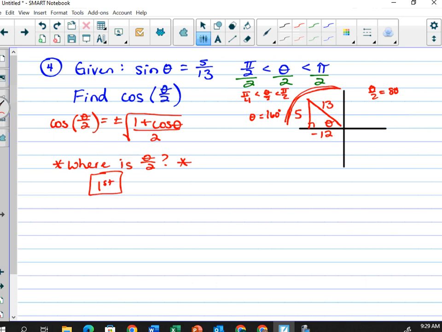So between pi over 4 and pi over 2, isn't that the first quadrant? Remember pi over 2 is up here? But if you divide something by 1/2, isn't that the same as multiplying times 2? I'm not dividing by 1/2, I'm dividing by 2, which is the same as multiplying by 1/2.